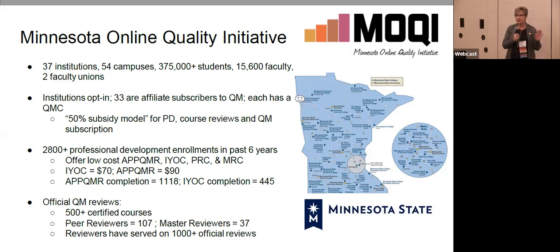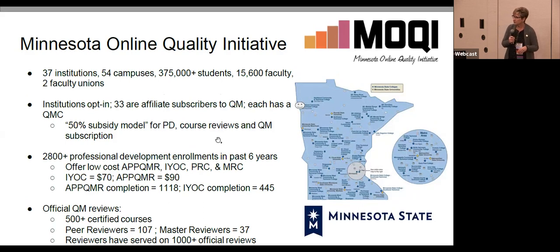But I think what's really an interesting statistic is that little group of reviewers right there, that 107 and 37 together, have been on 1,000 plus official reviews. And to me, that's highly valuable because that means those individuals have been part of a review team, oftentimes for their sister institutions in Minnesota, for the University of Minnesota, or for institutions like yours, where you may have tapped them to be a reviewer on a team, and they're bringing back that expertise to our system. So to me, that's highly valuable.